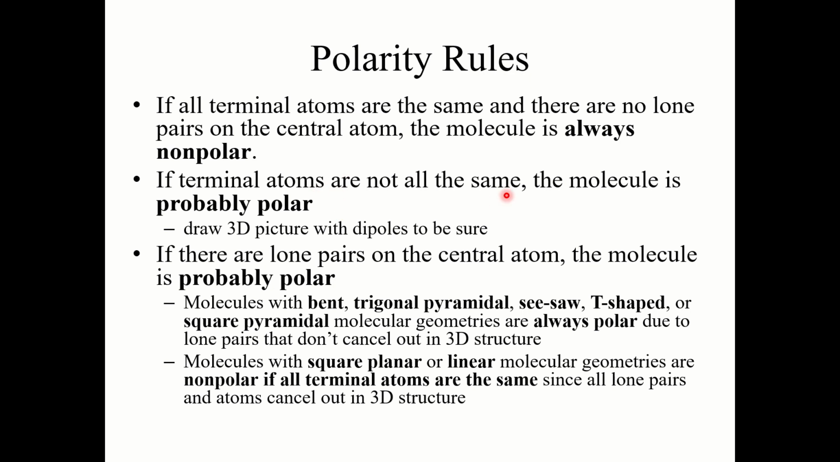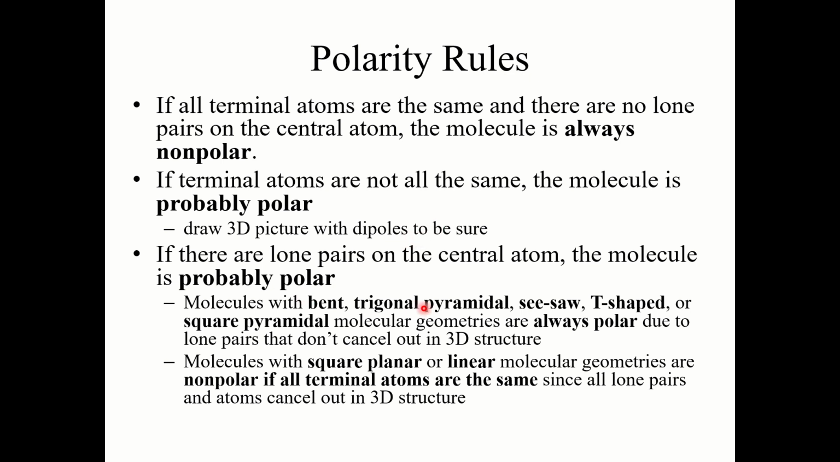If the terminal atoms are not all the same, the molecule is probably polar. It's highly likely it's polar. I wouldn't give you an example where it isn't, and I wouldn't try to make things complicated. If there are lone pairs on the central atom, the molecule is probably polar.